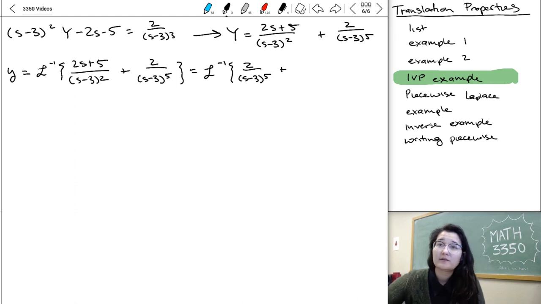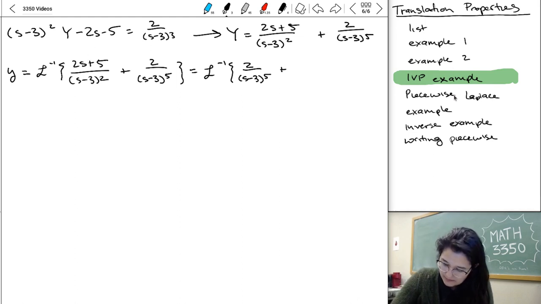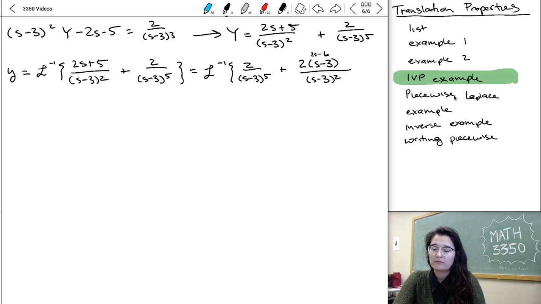But then this one, we have to manipulate kind of like our other example of taking an inverse. So I'm going to need 2 times (s minus 3) instead of just 2 times s. That's 2s minus 6. Remember what we said, to make that plus 5, we're going to have to balance it out with a plus 11.